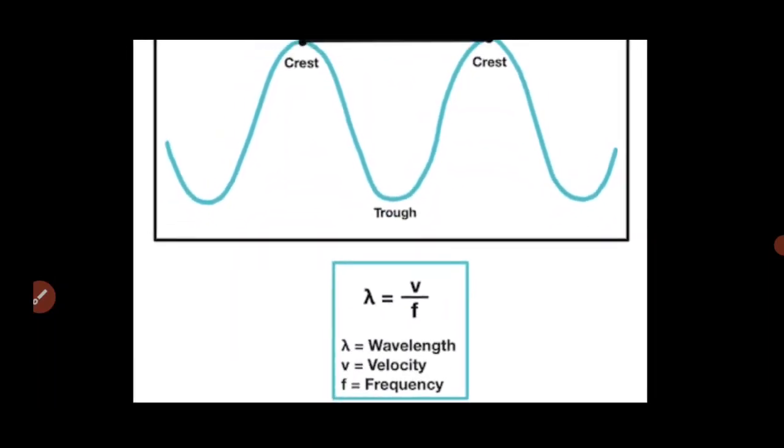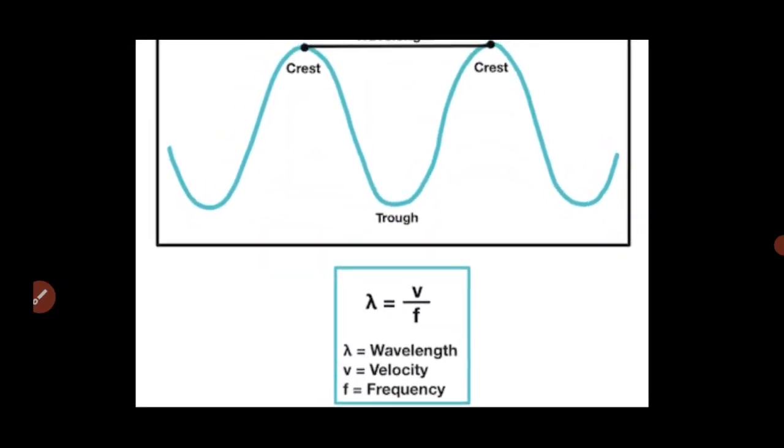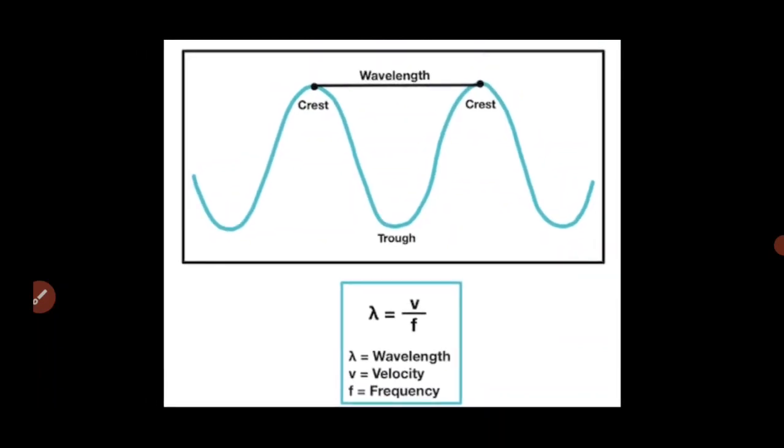By using the formula wavelength lambda equals v by f, where v is nothing but velocity and f is nothing but frequency, we can easily find the velocity, frequency or wavelength. By using the formula, we can find the velocity of the light waves.